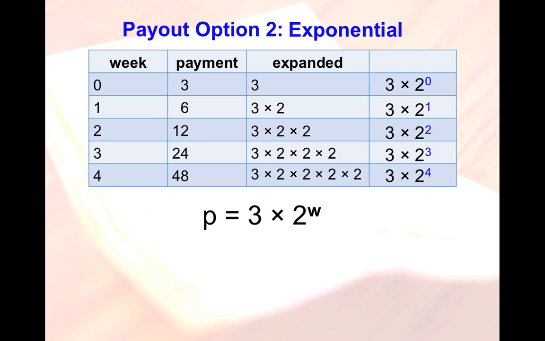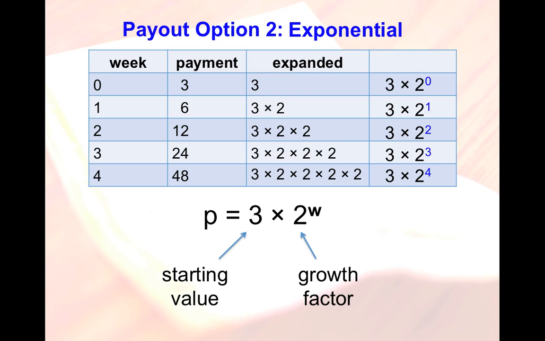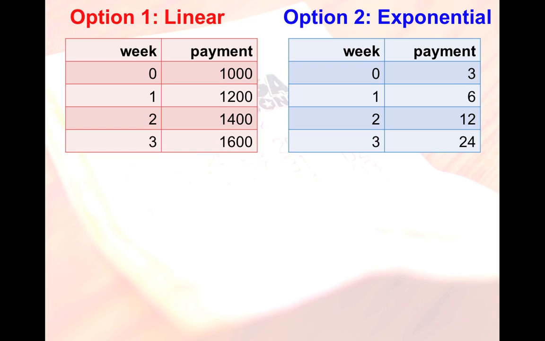The two numbers that determine the behavior of the exponential function are the 3, which was the initial value or the starting value, and then the 2 we call the growth factor that tells us what we multiply by to find the payment for subsequent weeks. So we started out by asking, which option would you choose?